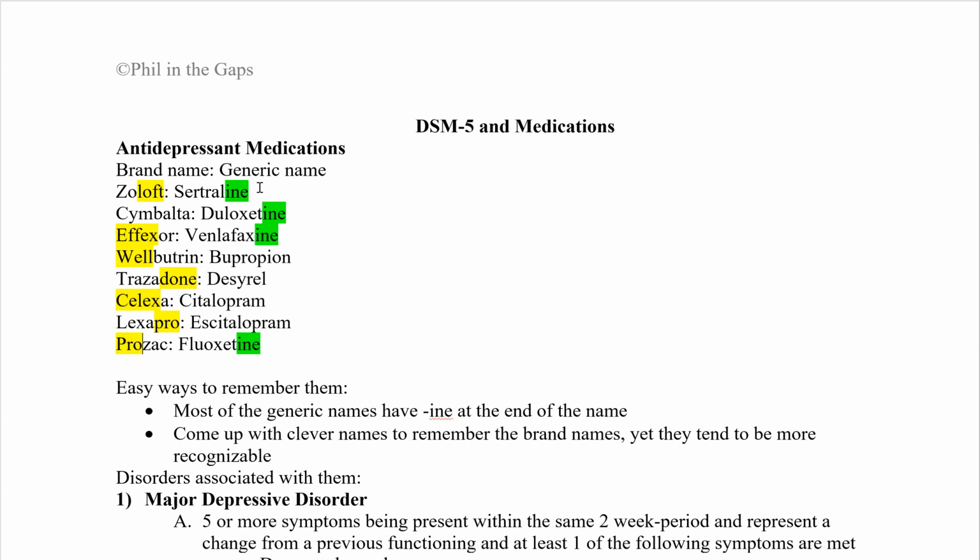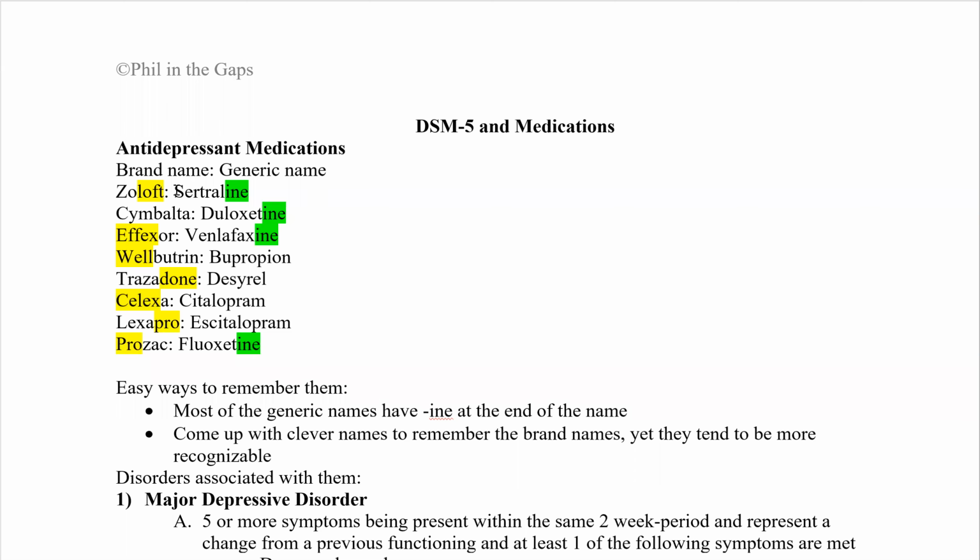So on the generic side of antidepressant medications, INE is going to be the way to differentiate those from other medications. However, there is going to be another class of medications a little bit later on that uses INE as well. But for the sake of it, as of right now, with INE, the likelihood of it being an antidepressant is very favorable.